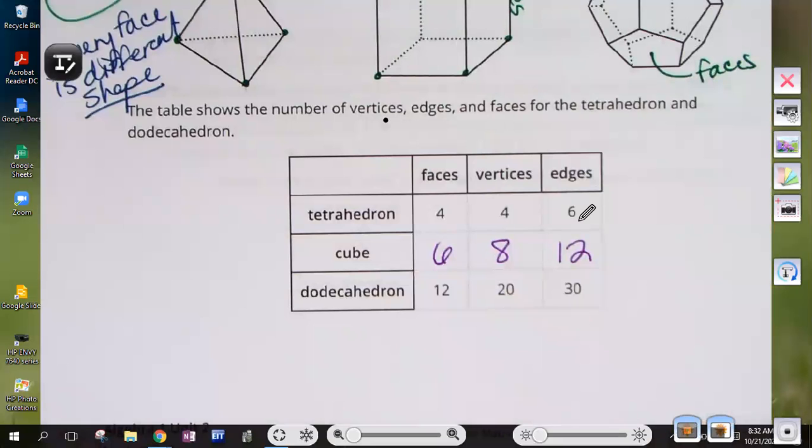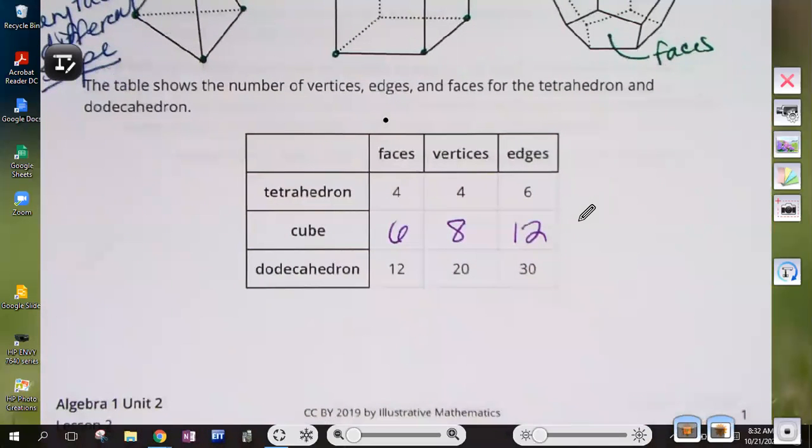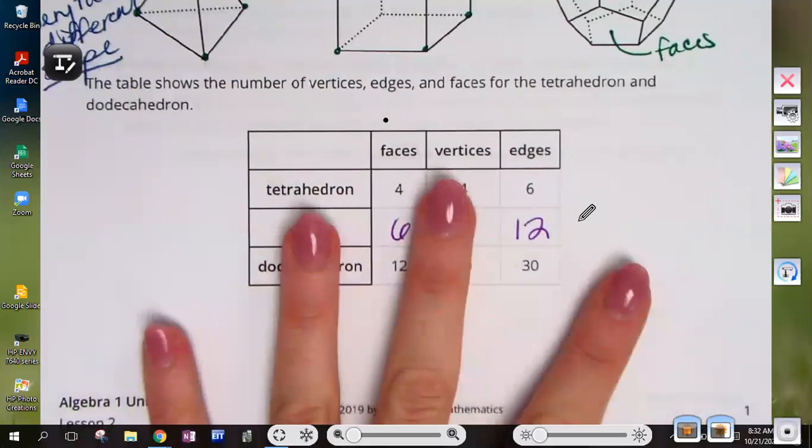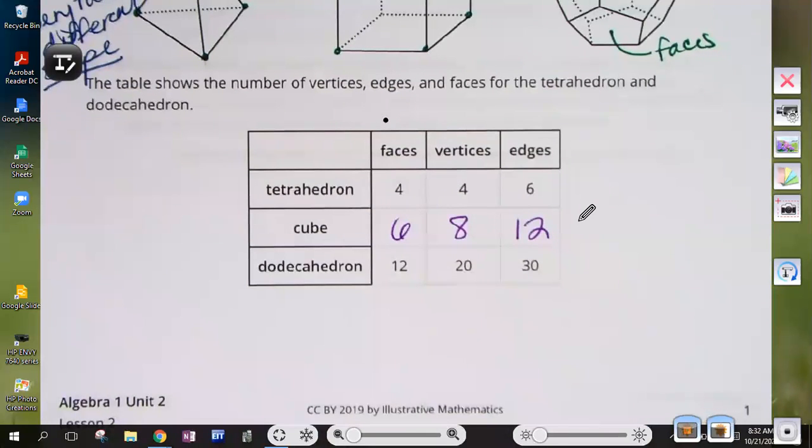Okay, so looking at this chart, I know it gives you space in number 1, but just so I can keep the chart up here, let's make some observations, okay? What do we notice about this table here? What do you notice? They all have even numbers. Okay, they're all even numbers.